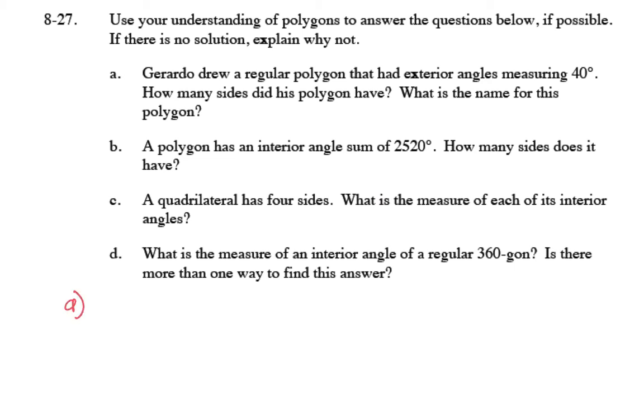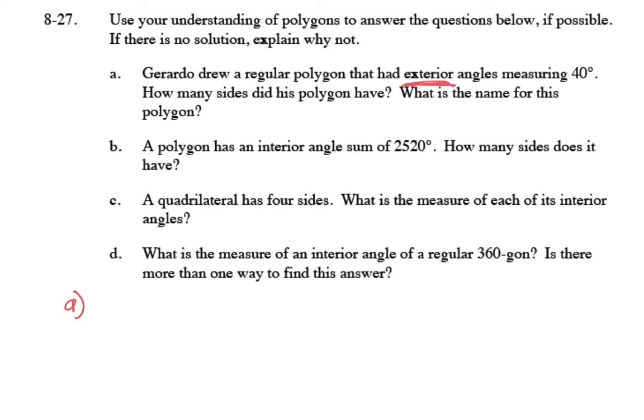It says the following: Gerardo drew a regular polygon that had exterior angles measuring 40 degrees. How many sides did it have? And what's the name of this polygon? Well, we do know the following. We know that one angle is equal to 40 degrees, and that's an exterior angle.